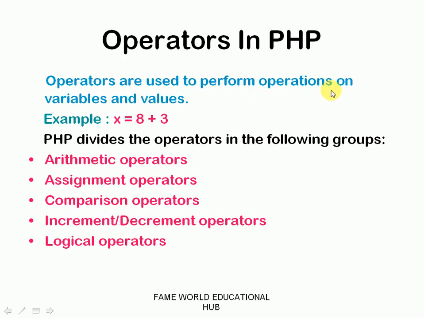So now let's go to the definition. Operators are used to perform operations on variables and values. Yes, operators are used to perform operations on the operands, and operands are the variables or values in which an equation is arranged. So there are a number of operators in PHP. PHP divides the operators into the following groups: arithmetic operators, assignment operators, comparison operators, increment decrement operators, and logical operators. These are the types of operators which are present in the PHP scripting language. And now we will understand these operators in detail.